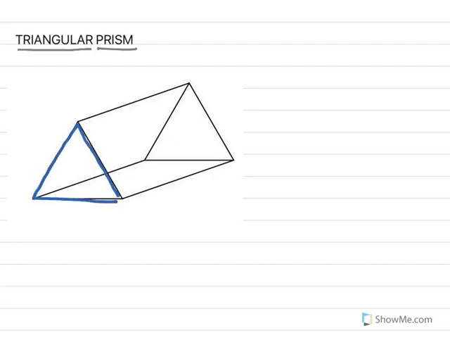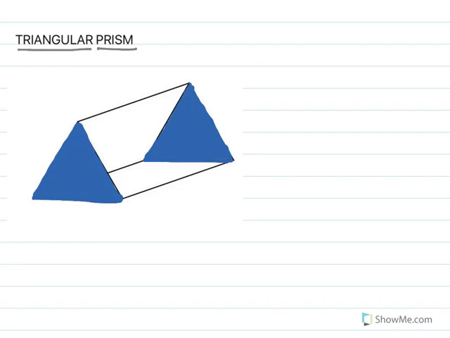Here's one triangle and this is another triangle. So 2 triangular faces. So it has 2 triangular faces and it has got 3 rectangular faces.